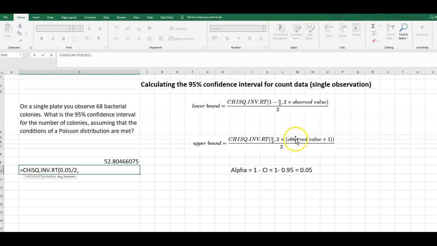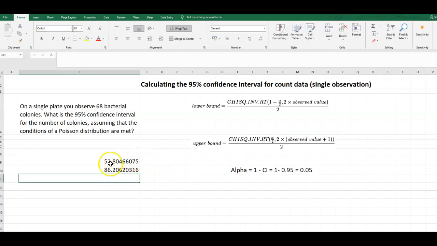And we want to have 2 times the observed value plus 1. So 2 times the observed value, that was 68, plus 1 in brackets. We need to close that bracket here. So it looks like we've closed all the brackets, divided by 2, and we should now get the upper bound for the confidence interval, and we've got 52 and 86 colonies for the bounds of the confidence interval.